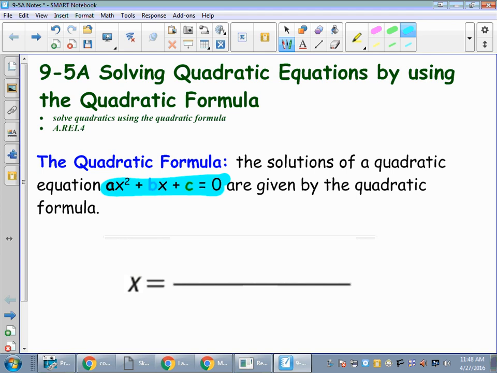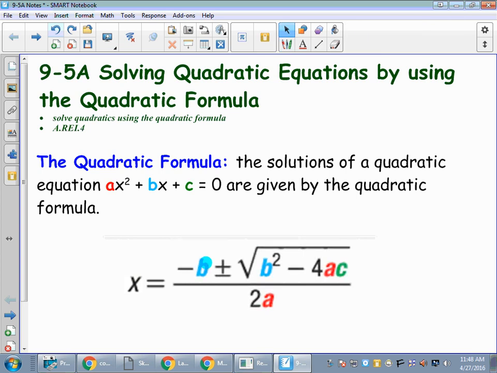So if you get it in that form where A, B, and C are the coefficients of your quadratic term and then your linear term and then your constant, you're going to color coordinate them here. You can see where each of those shows up. I apologize. I'm not sure why I keep highlighting.